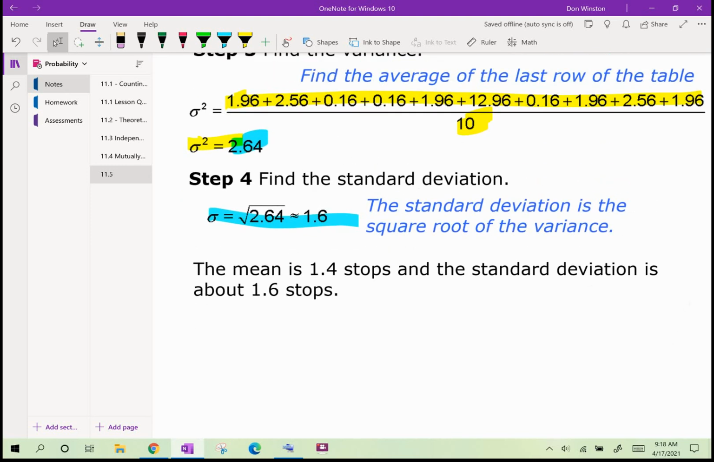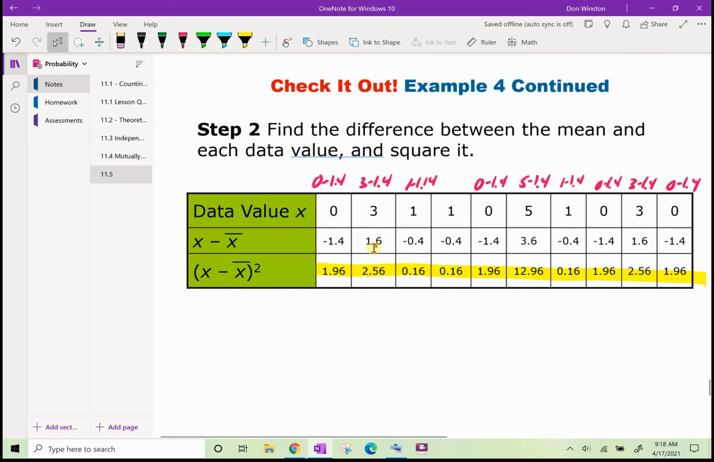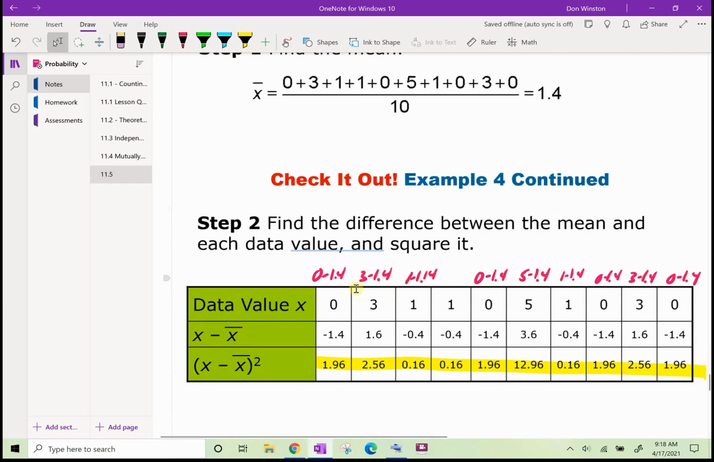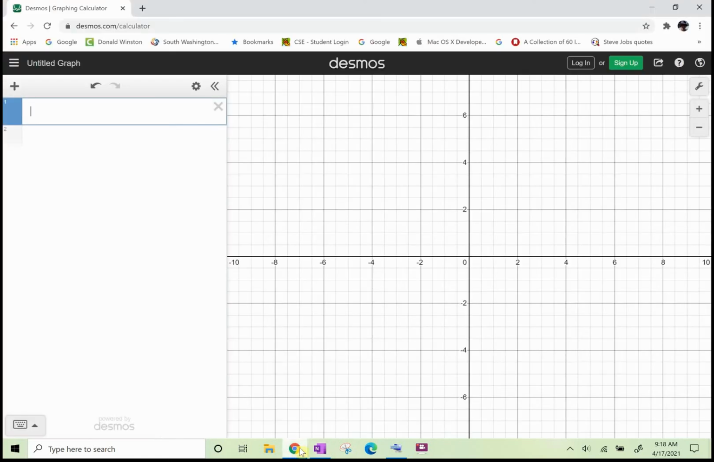Okay, so I'll show you how you can use Desmos to find the standard deviation. I don't generally require you to show your work calculating standard deviation because it's kind of tedious, but I will show you how you can use Desmos to do this. So I'm going to do it with this problem. Our data values were 0, 3, 1, 1, 0, 5, 1, 0, 3, 0. So I'm going to go out to Desmos.